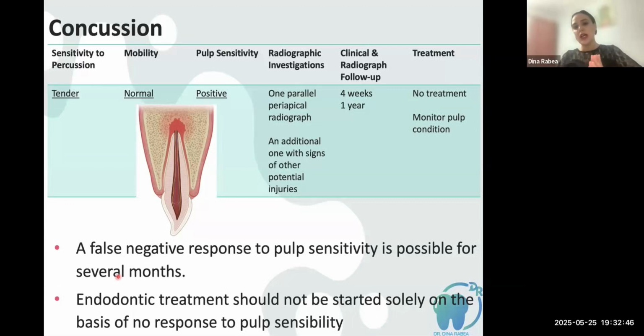Radiographic investigations, the same baseline, the parallel periapical radiograph. And in case there are accompanying trauma, we might need to take other additional radiographs upon request. We only need to see the patient after 4 weeks or 1 year. And for the treatment, we most of the time do not need to do any treatment, or if it's a severe type of concussion, we might want to keep monitoring the pulp condition for some time.